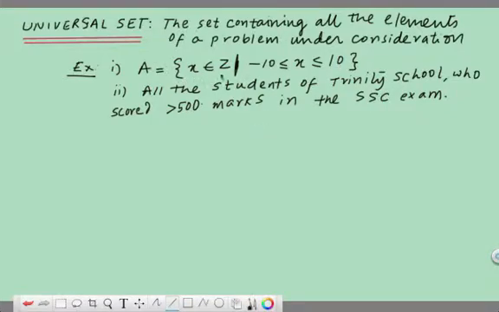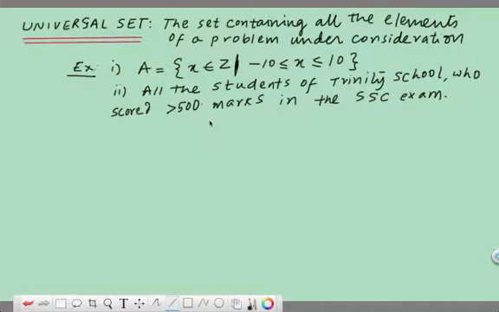So this is a set where all the elements of the set are integers and they lie between -10 and 10. So here in this problem, all these elements belong to a universal set of integers called Z. So in this problem, Z is the universal set and A is the set which contains numbers from -10 to 10 from the overall universal set Z.